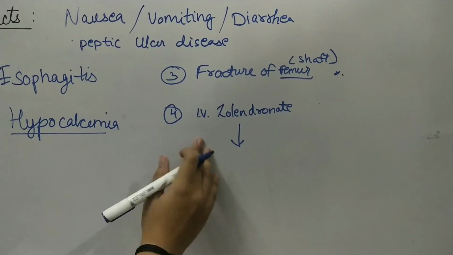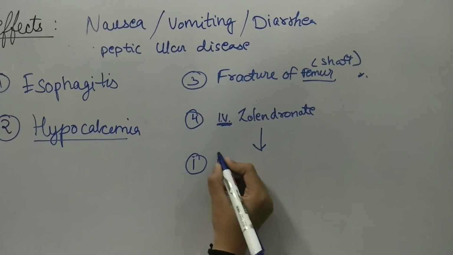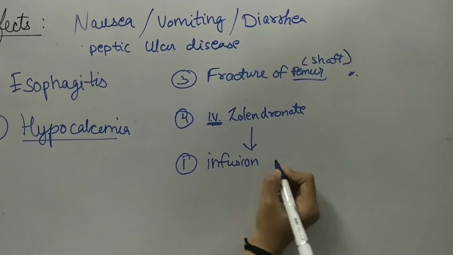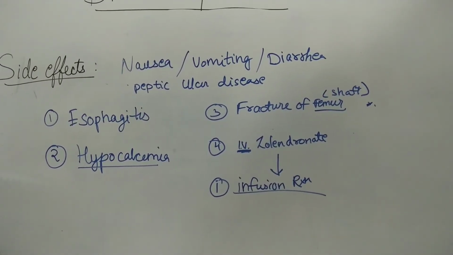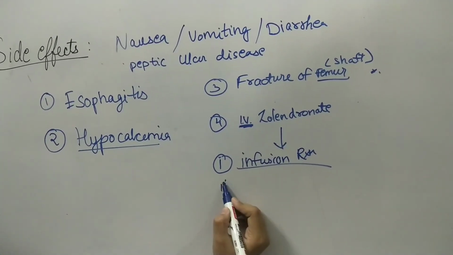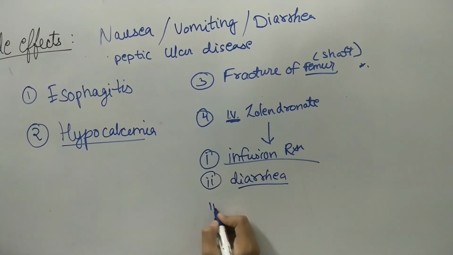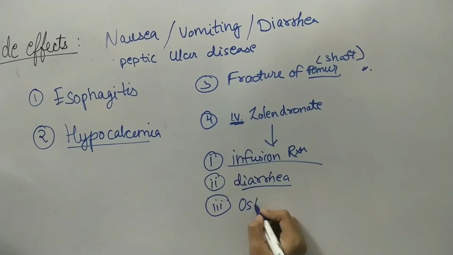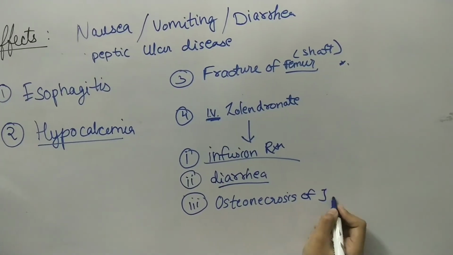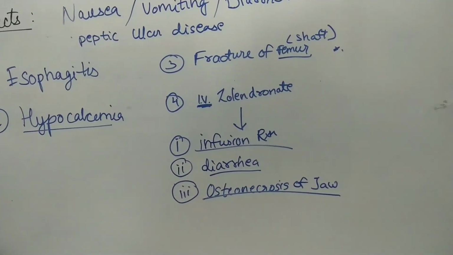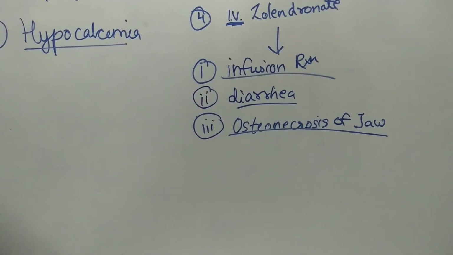In IV zoledronate, first of all, it is given IV. So what can you remember? Infusion reactions. In the infusion reactions, fever, malaise, uveitis and myalgia can be there. The second one is diarrhea. Zoledronate causes diarrhea. And the third one is osteonecrosis of the jaw. Only at high doses of zoledronate. And also after a dental procedure, osteonecrosis of the jaw can occur.